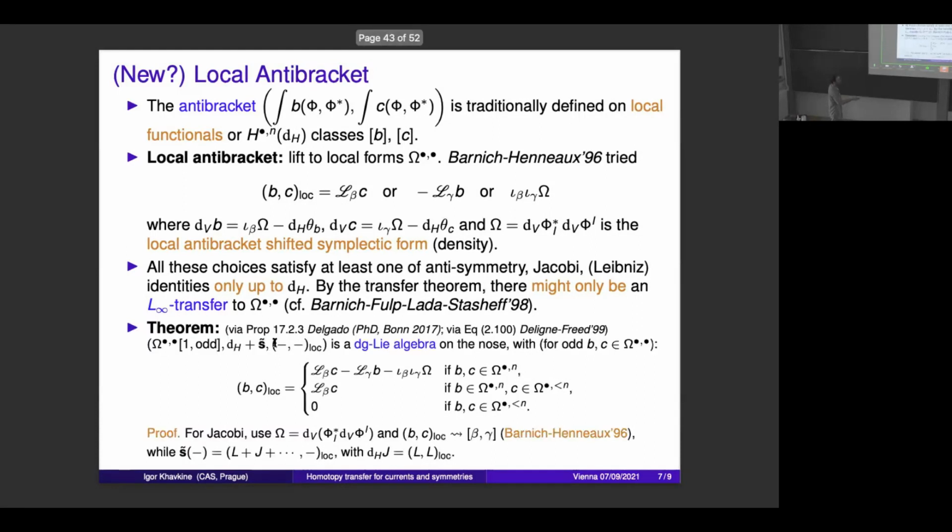But it turns out that if you take a combination of all of these in this particular way, so this works for top forms, and you extend in a kind of obvious way to lower degree forms. For brackets of lower degree forms where neither of them is a top form, you just extend by zero. Turns out that this is a Lie bracket on the nose. So it satisfies the Jacobi identity.